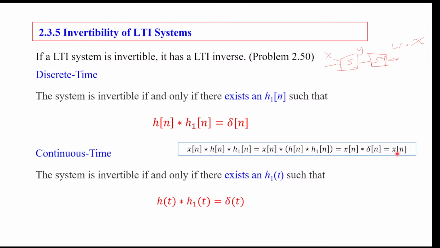Okay, and that's for discrete time, and for continuous time it is very similar. There is an inverse LTI system described by h1 such that h convolved with h1 equals the delta function. So you string those two systems together, and you get the identity system.